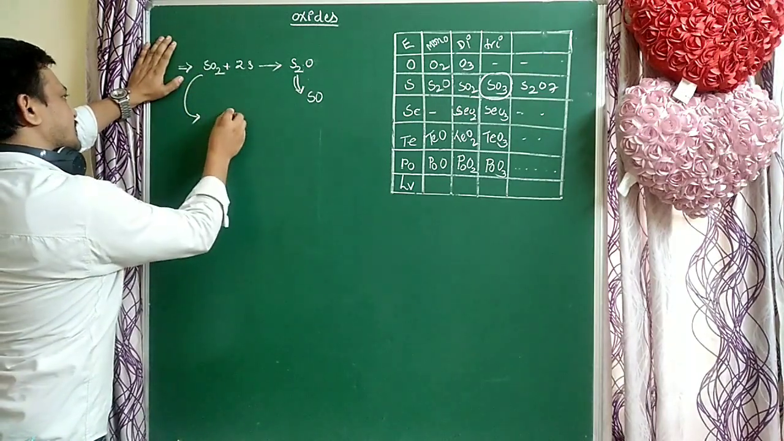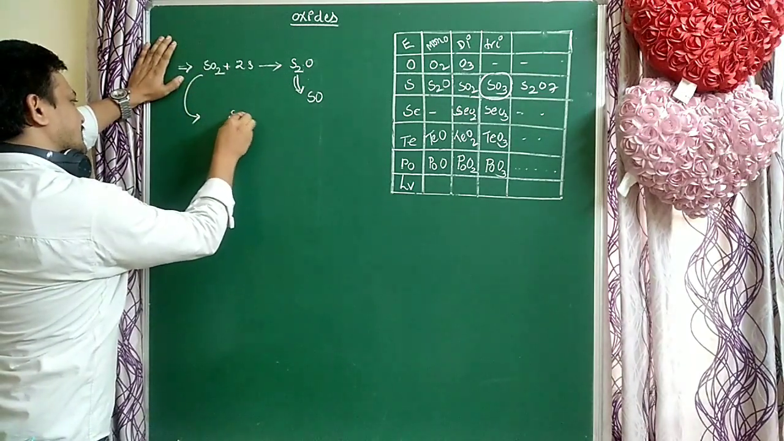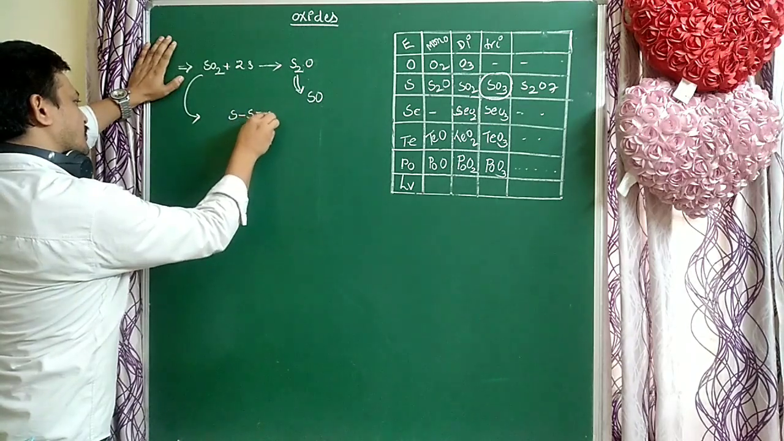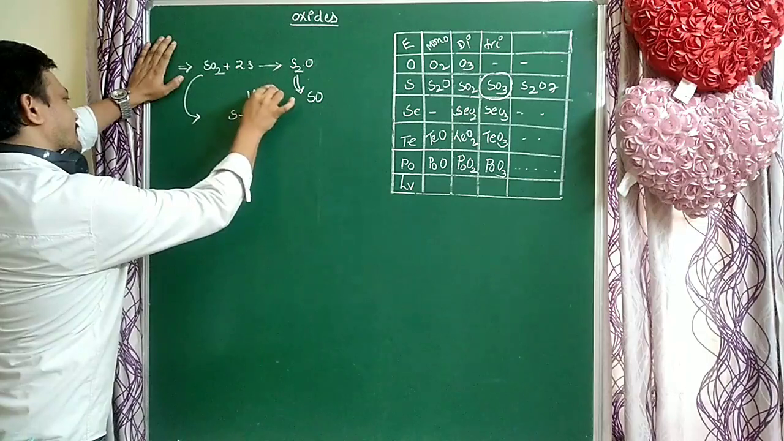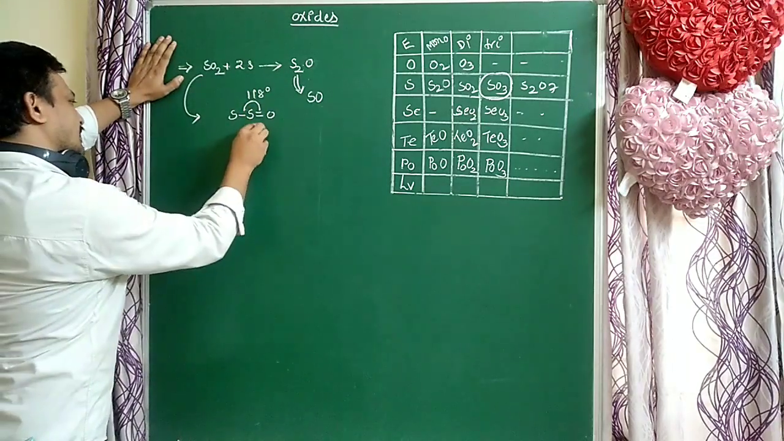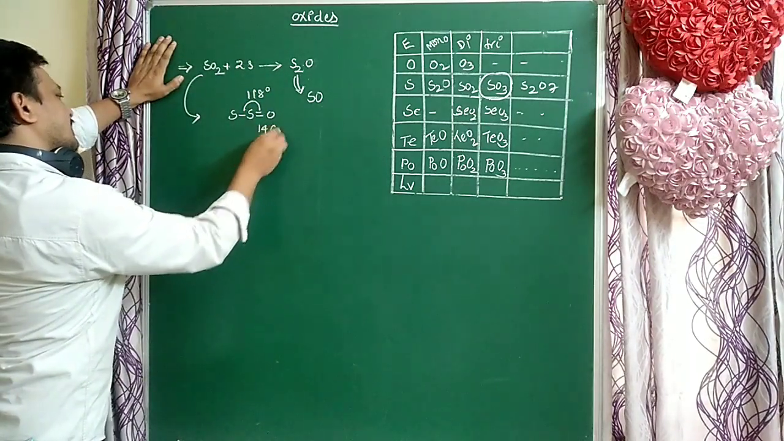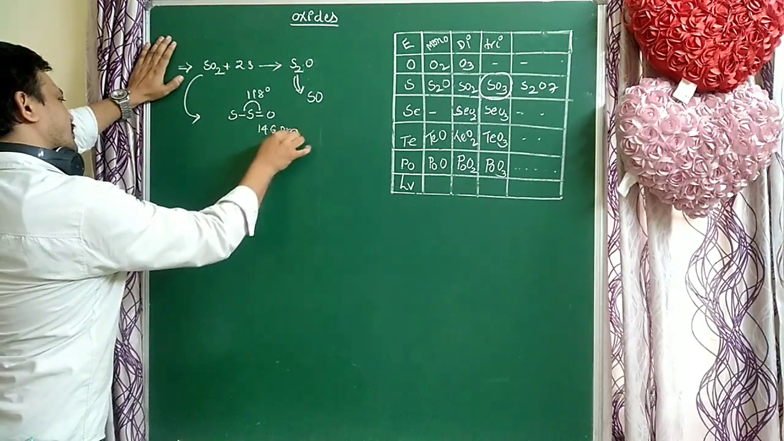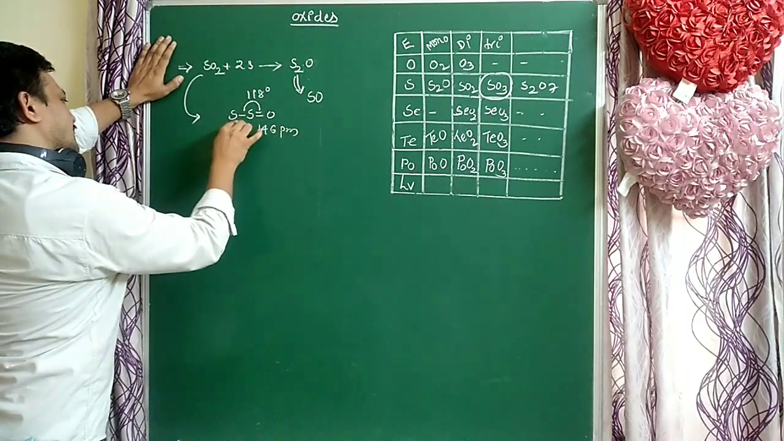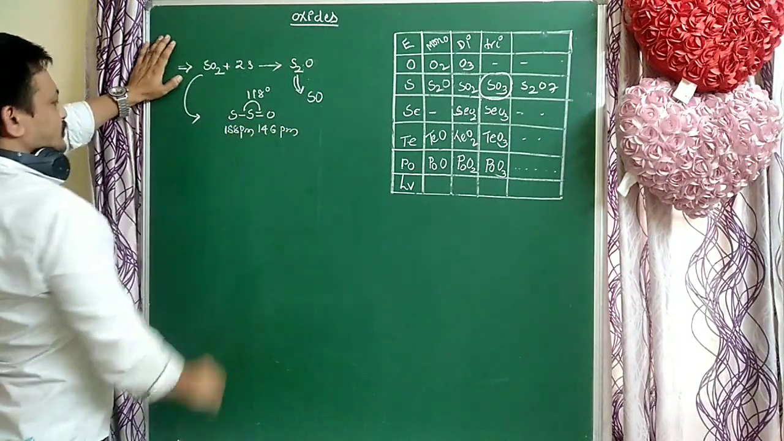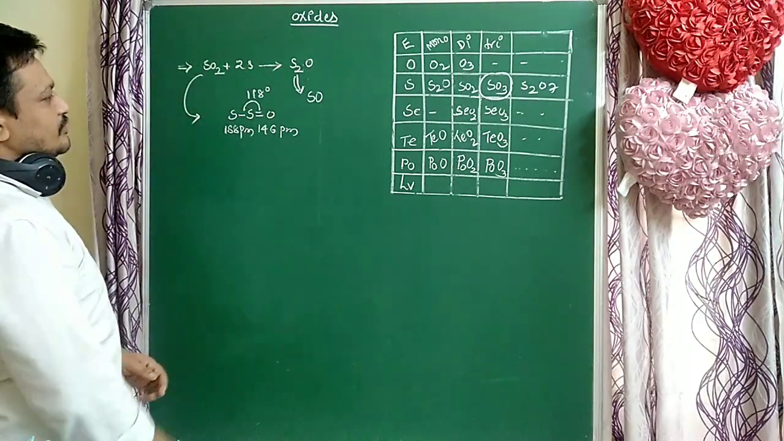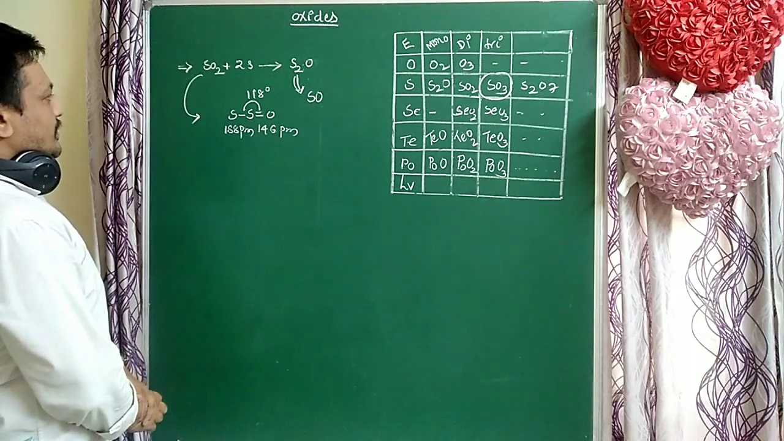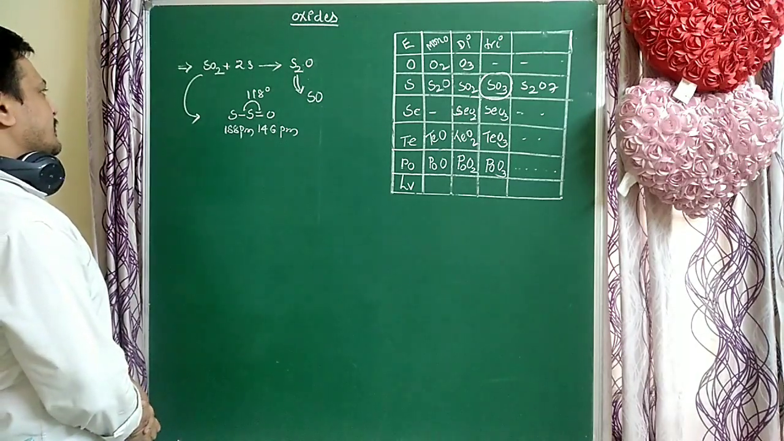The structure of sulfur monoxide is S=S=O. The bond angle is 118 degrees. The S=O bond length is 146 picometers and the S-S bond length is 188 picometers. So the single bond length is more than the double bond length. That is a very important point.